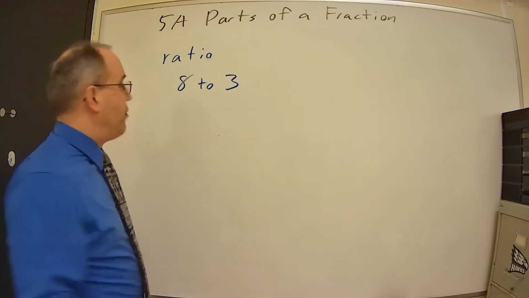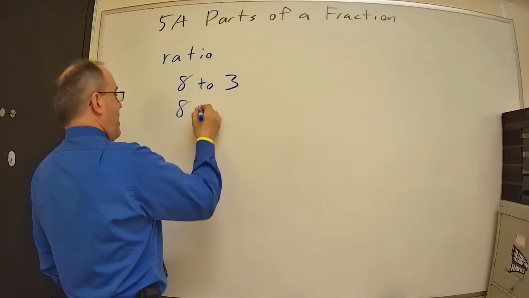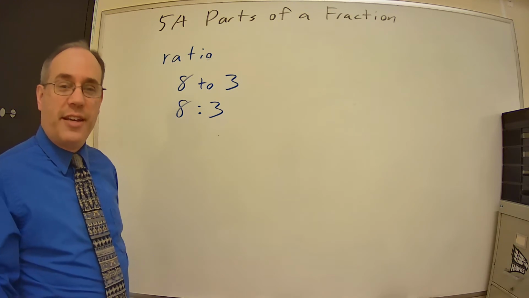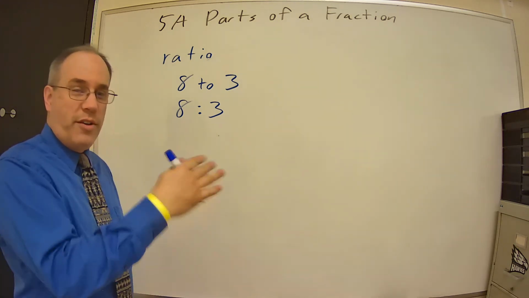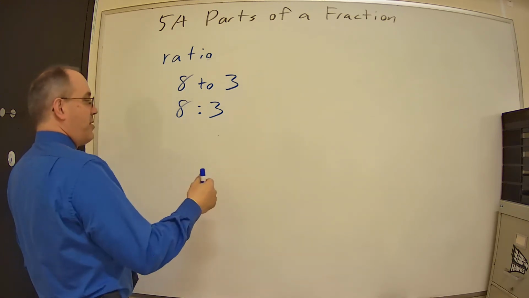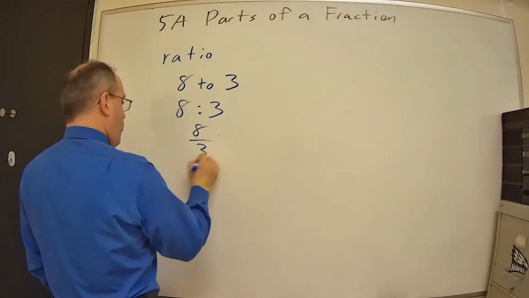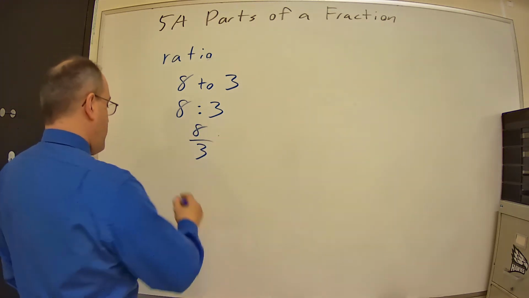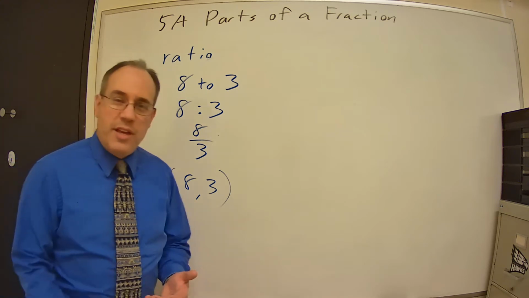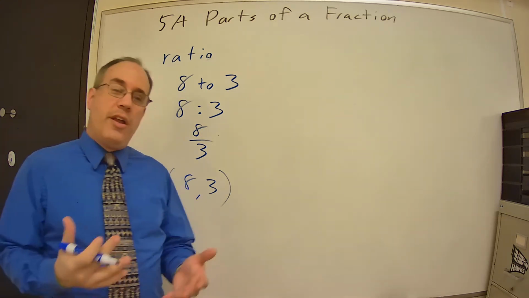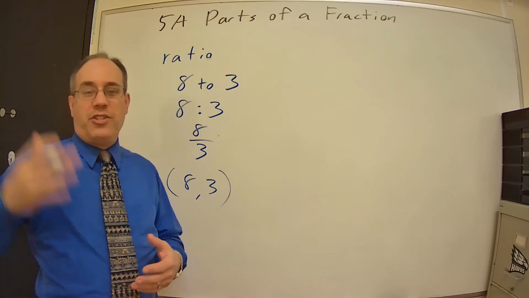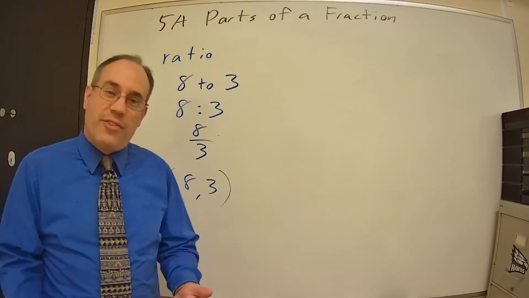It can be shown in a number of ways. 8 to 3. We could do 8 with a colon in between. If you look at the back of a lottery ticket, they'll show the ratio 1 to however many million for the probability of winning. So 8 to 3, 8 over 3, 8 to 3. And sometimes you'll even see it as an ordered pair. Which really, if you start thinking of rise over run and slopes, that's really a ratio, isn't it? This much change in height for this much change in horizontal distance.